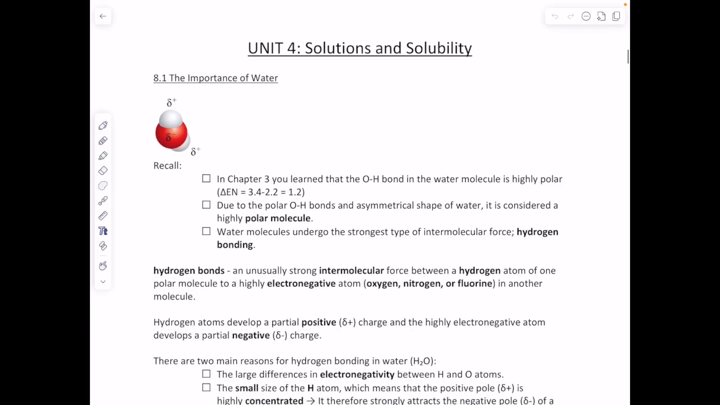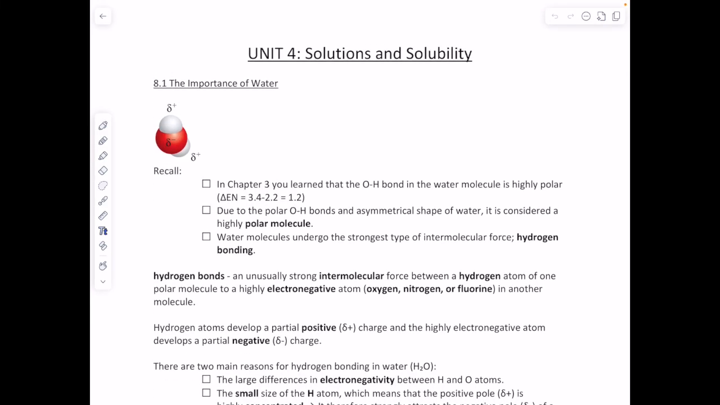Unit 4, Solutions and Solubility, Section 8.1, The Importance of Water. Take a look at this diagram of water. Remember that it is a polar molecule that has a slightly positive end on each of the hydrogen sides and a slightly negative end on the oxygen side.